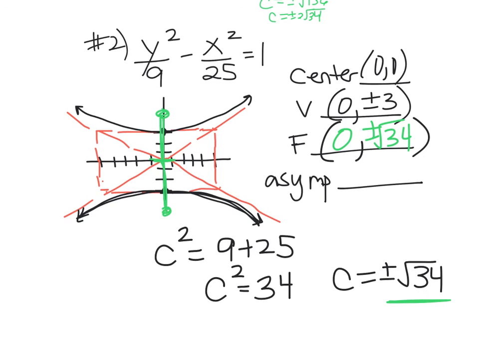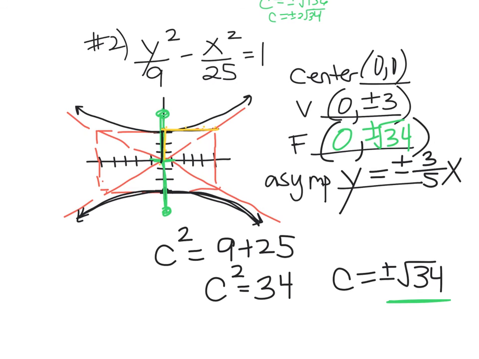All right, how about those asymptotes? Y equals plus and minus rise over run x. The rise is 3 and the run is 5. Do you see that? You can even look at your graph. Rise 3, run 5. So y equals plus or minus 3 over 5x.